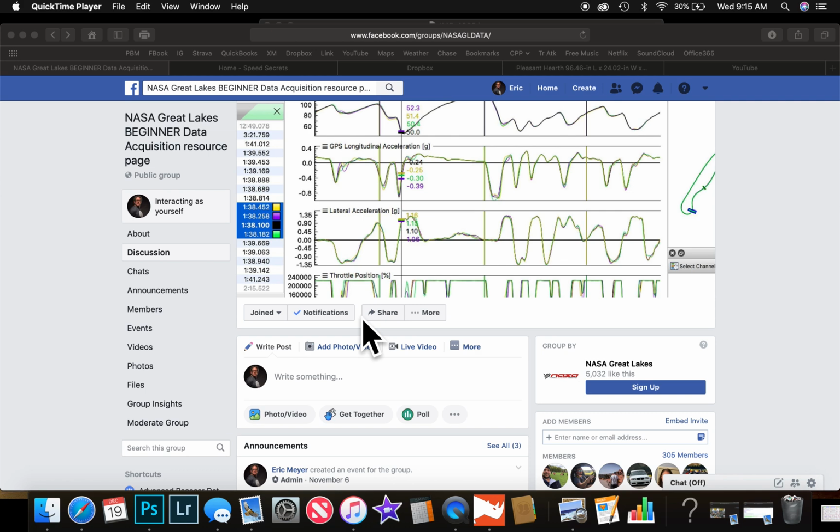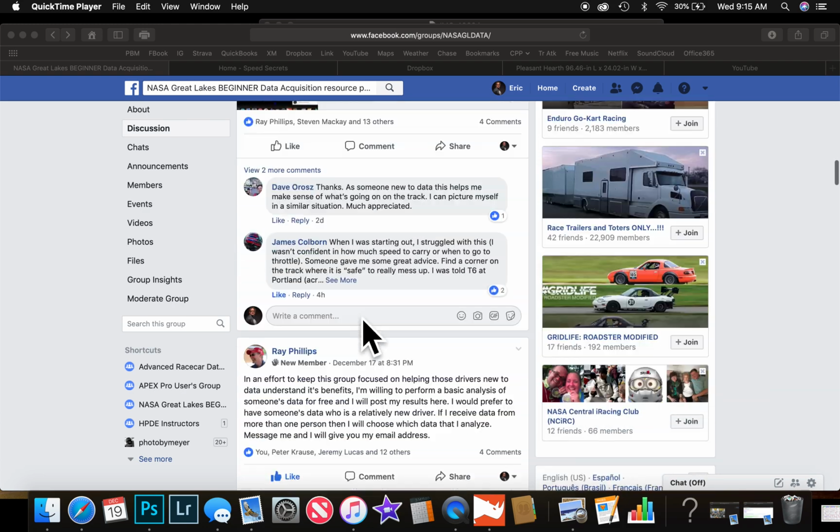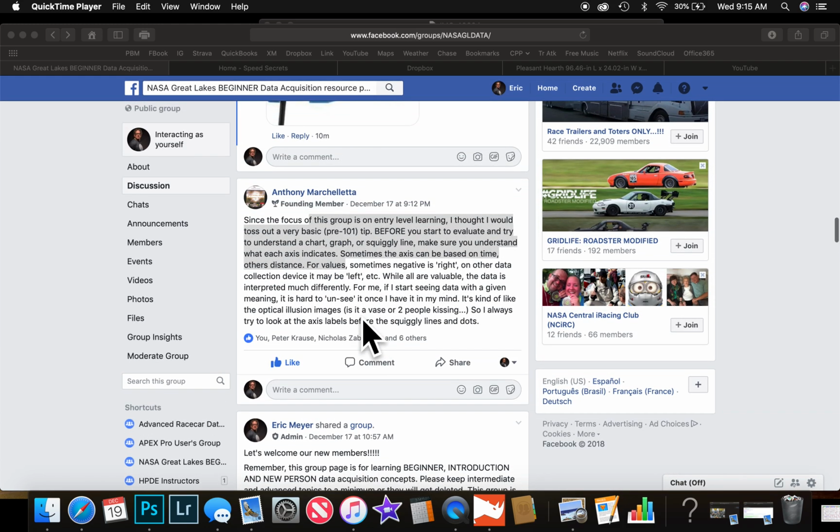You might not necessarily become a pro driver overnight, but you'll slowly head toward learning all about these concepts of data acquisition. Special thanks to Anthony, who made this post right here that said, before you start to evaluate and try to understand a chart or graph or squiggly lines, make sure you understand what each axis indicates. Some of the axes are based on time, others on distance. So we're going to jump right in.